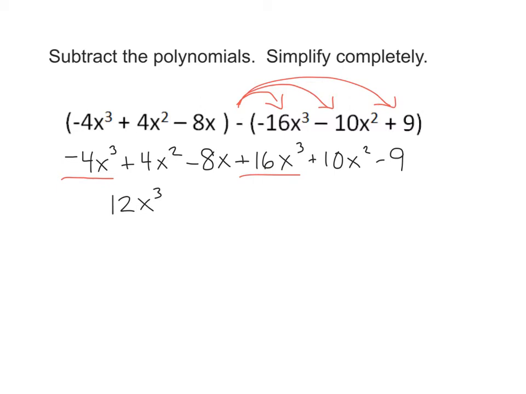Now, next one we have plus 4x squared, and we also have a positive 10x squared. So together, that makes plus 14x squared.